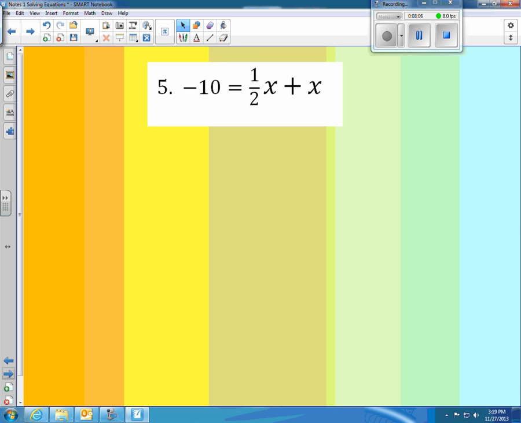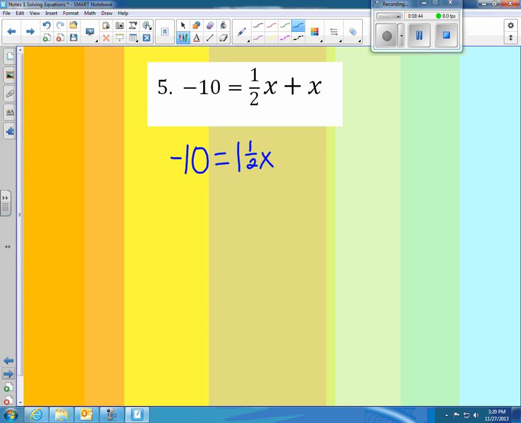All right, problem 5. Ooh, problem 5 is a little tricky. It's got that fraction in it, that 1/2 with that x. We actually don't need to be scared of that. So step 1 says to simplify each side of the equal sign by distributing or combining like terms. Well, we have 1/2 x plus x. So if I think about that, 1/2 x plus x is going to give me 1 1/2 x. So we have negative 10 equals 1 1/2 x.